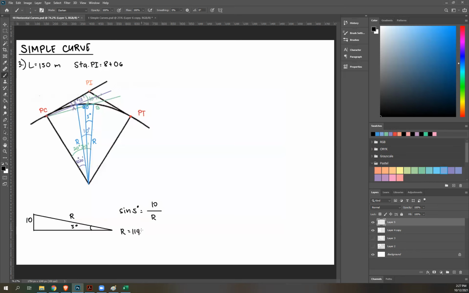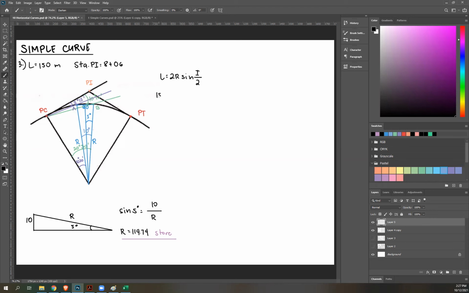114.74. Store that. Now I have R. The next goal is to get I. Solving for I, now we have one given, L. If you remember, the equation for L is 2R sine I over 2, right? I already solved for R. I'm given L, so I can use this to solve for I.